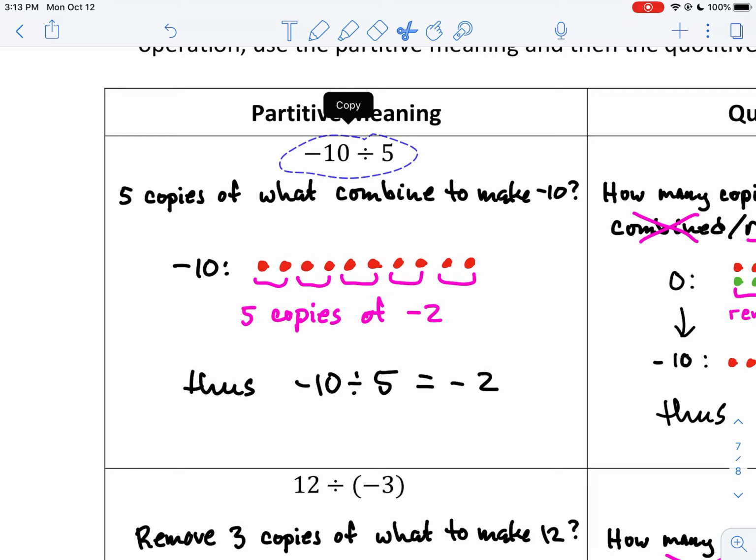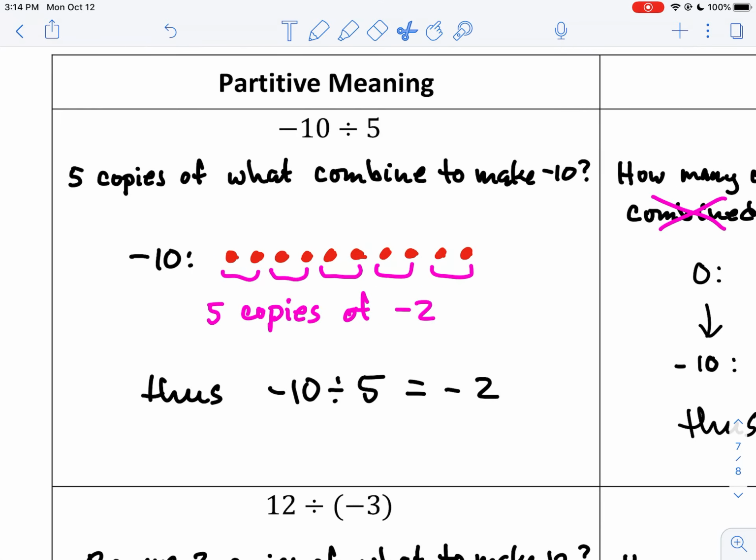So when I see -10 divided by 5, I ask myself the following question. This is partitive, so 5 is the number of copies. So in other words, we're trying to find a multiplicand. This is a missing multiplicand task. So I'm asking myself, 5 copies of what will combine to make -10? Well, I start with a representation of -10, and then I can see that 5 copies of -2 will combine to make -10. So the answer to this is -2. Therefore, using a partitive meaning, -10 divided by 5 is -2.